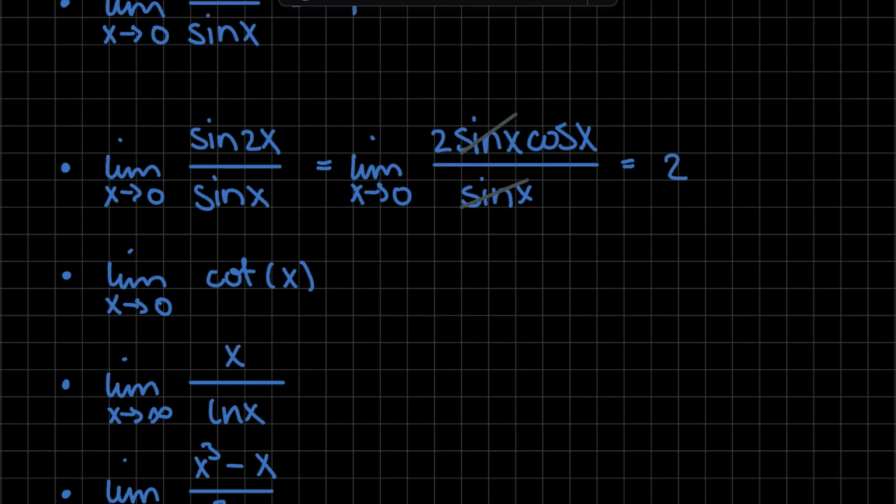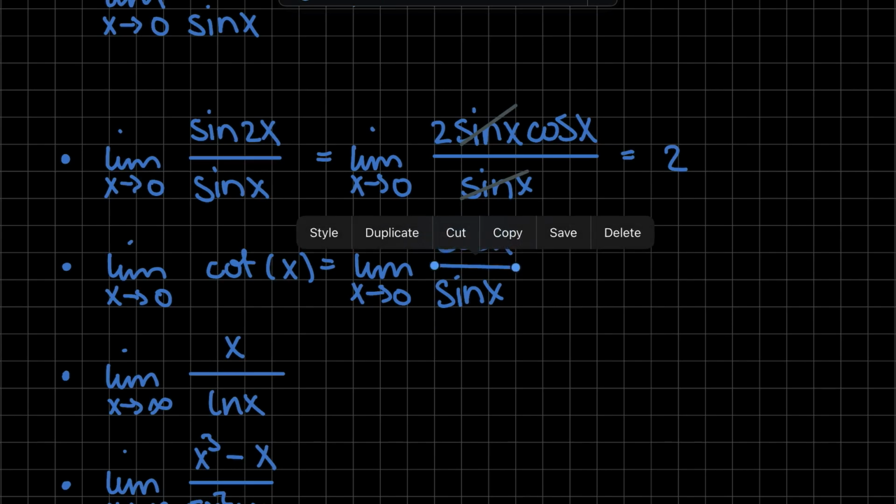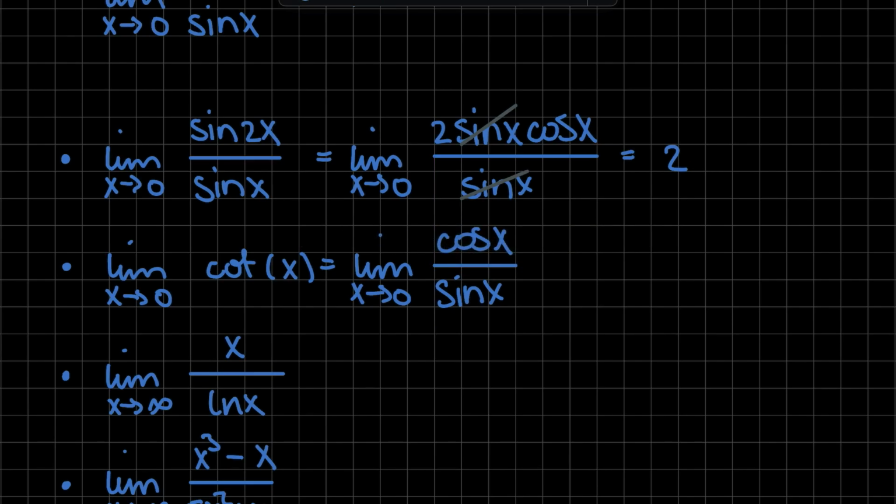Okay, so we have the limit as x tends to 0 of the cotangent of x. Let's just rewrite this as the limit as x tends to 0 of cosine of x over the sine of x. Whenever you have a tangent or cotangent, it could always be useful to just rewrite it as either sine of x over cosine of x or cosine of x over sine of x. So, in this case, when we do direct substitution, we get cosine of 0 being 1 over 0, because sine of 0 is 0.